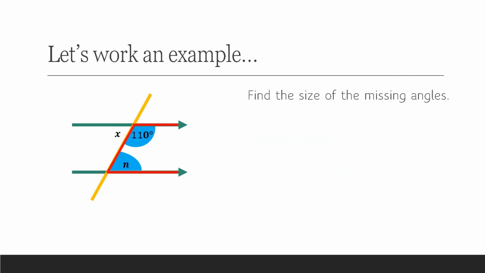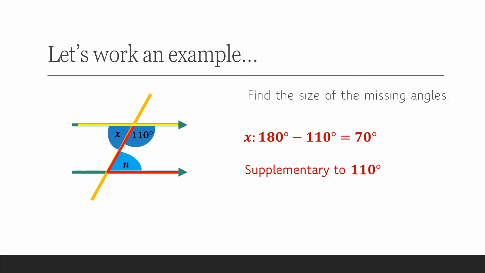How then can we find X? There are two ways we can find X. X can be on a straight line or a supplementary angle. So it therefore means that X and 110 degrees, when they sum together, give us 180 degrees. So we can simply find X by taking 110 degrees from 180 degrees to give us 70 degrees. And we say that it is supplementary to 110 degrees.